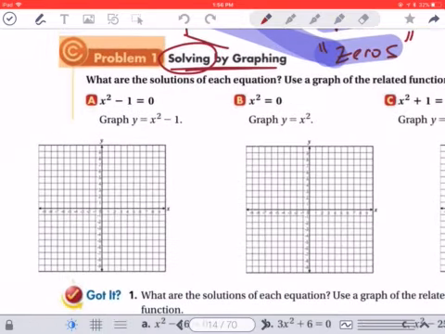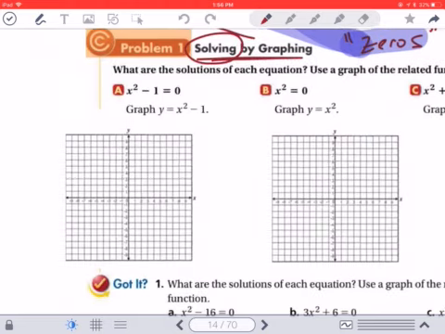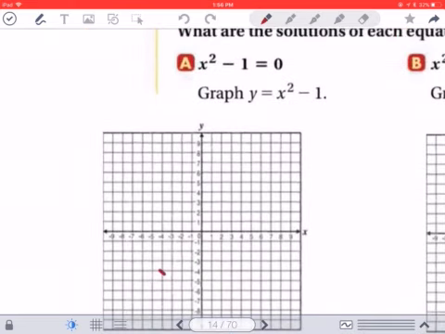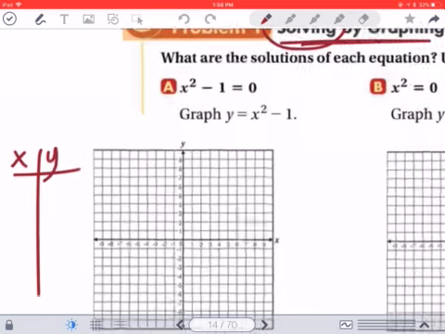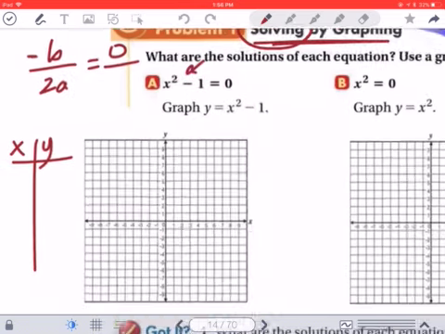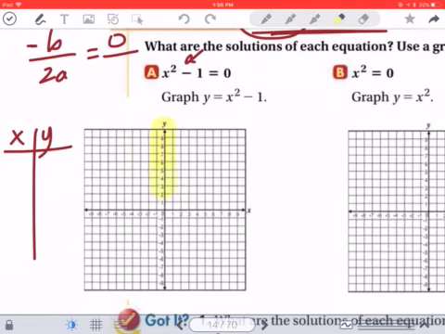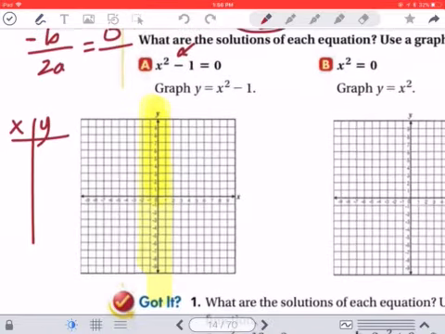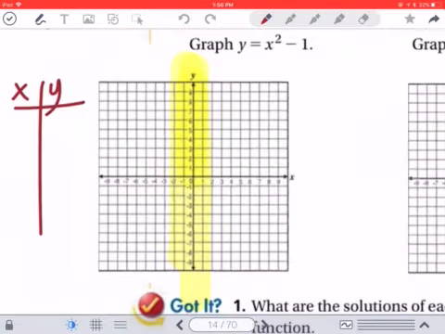All right, problem 1. What are the solutions of each equation? Use a graph of the related function. So I have x squared minus 1 equals 0. You could always make a table with x and y. I could find the axis of symmetry, negative b over 2a. Here's a hint: if there is no b value here, there's nothing next to an x, so b is 0, then the axis of symmetry is always going to be the y-axis. I'm highlighting that in yellow right there. So this is going to fold across the y-axis.